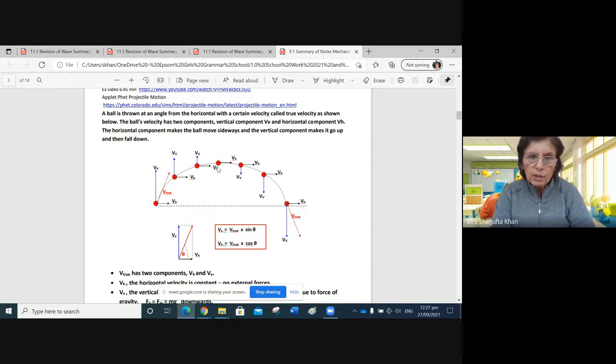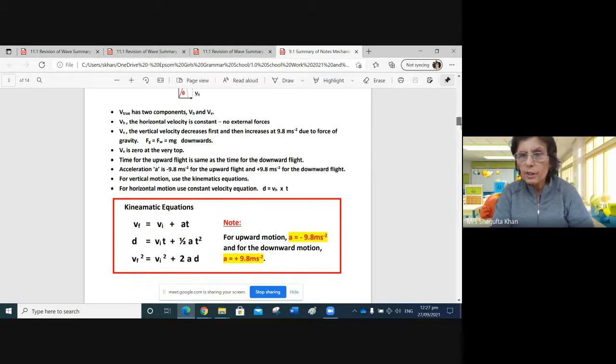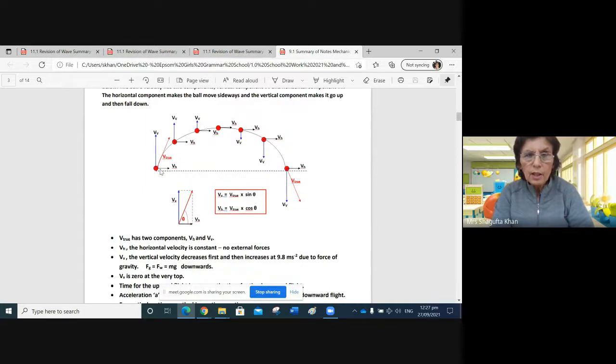And so first of all, what you will need is to find the time for the upward flight. Just go from here to there. So here, final vertical velocity is 0. Initial vertical velocity will be whatever you have calculated for this one. Acceleration will be negative 9.8. So using this equation, you can find the time, because you know acceleration, initial velocity, and final velocity in the vertical direction. And multiply it by 2. That gives you total time. And so V horizontal times total time gives you distance.